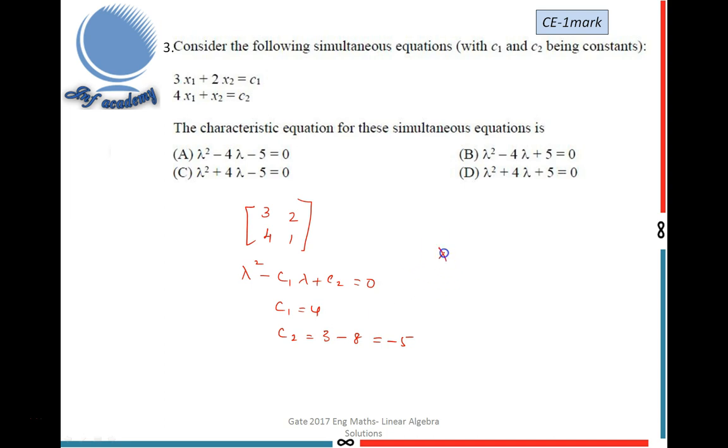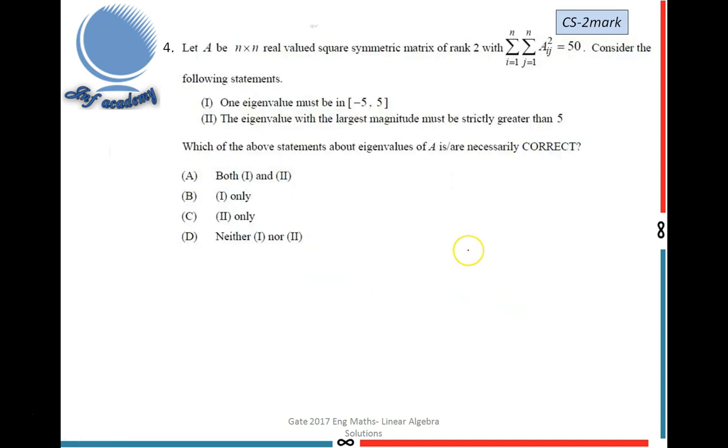So the characteristic equation is lambda square minus C1 lambda, that is 4 lambda, plus C2. Here C2 is minus 5. So this is the characteristic equation for the simultaneous equations: lambda square minus 4 lambda minus 5 equal to 0. Option A. The answer is option A. A is the correct answer. Next, move on to the fourth problem.